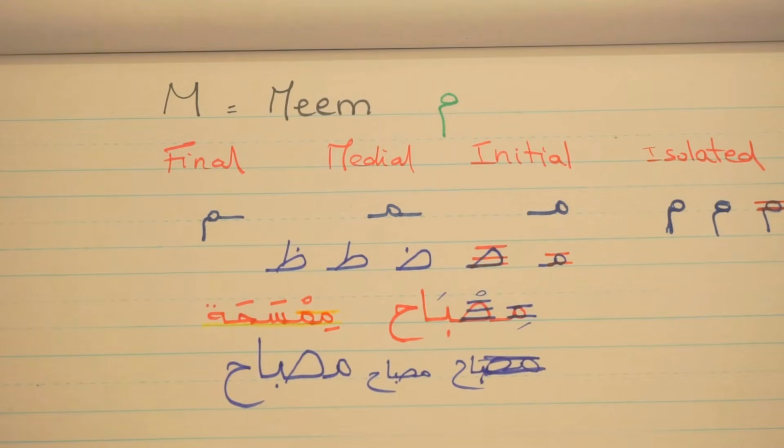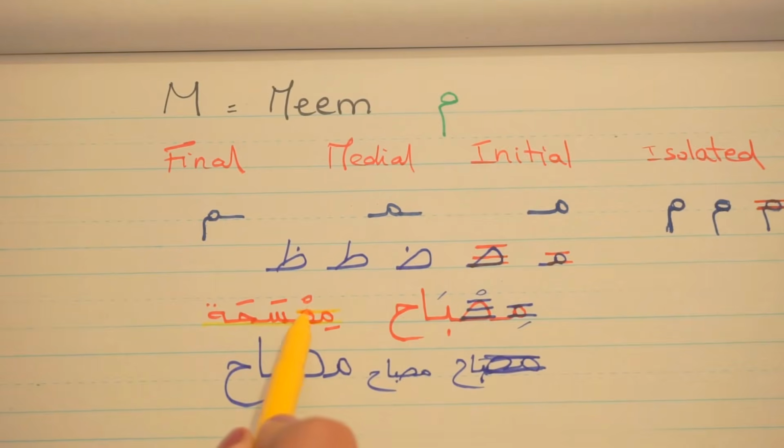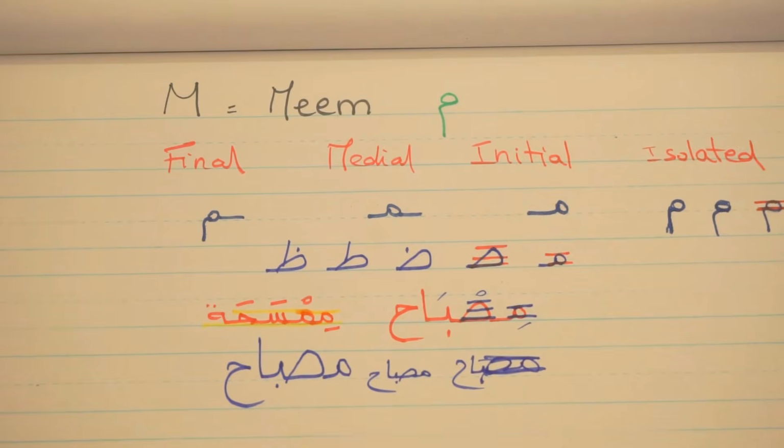People have different handwritings, so the circle sometimes is oval, sometimes it's circular. But you want to make sure it is smaller than the sad, and it is on the same level as the other consonants, seen and ha, if you're writing them in one word. All right? Let me do another one where meem is not attached to another meem, but it's attached to another letter.